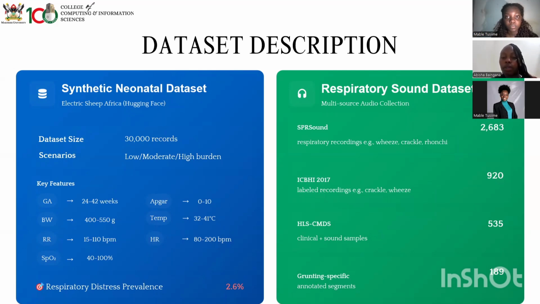Whereas with the respiratory sound datasets, where we're going to collect our audio data, we have different datasets such as SPR Sound, which will provide us with respiratory recordings. And then we have the ICBHI 2017, which will provide us with labeled recordings, and here we shall have about 920 records. And we are also looking at the HLS CMDS, which will provide us with clinical and sound samples, with about 535 samples.